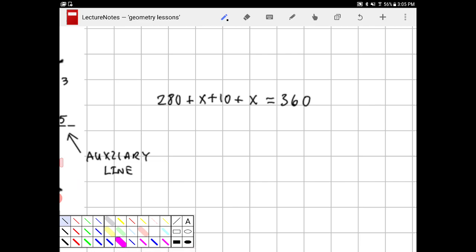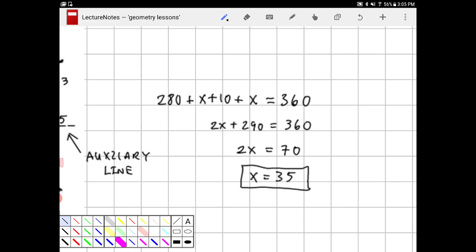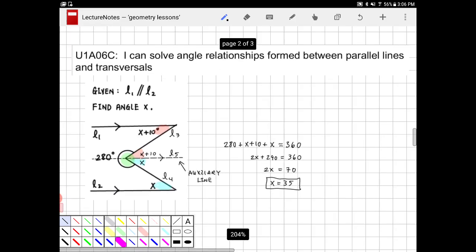So now I'm going to combine all the like terms. I have 2x plus 290 is equal to 360. Subtract both sides by 290. I end up with 2x is equal to 70, or x is simply equal to 35 by dividing both sides by 2. And there you have it.